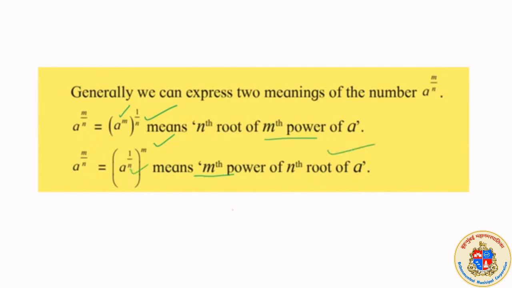ये आपको समझना है. और दिखने में दोनों सेम है. Answer may be same. You substitute values, answer also will be same. So whenever there is rational format, it will be read as nth root. If it is not rational format, 1 upon n format, we will read it simply as power. This is what is the fundamental here.